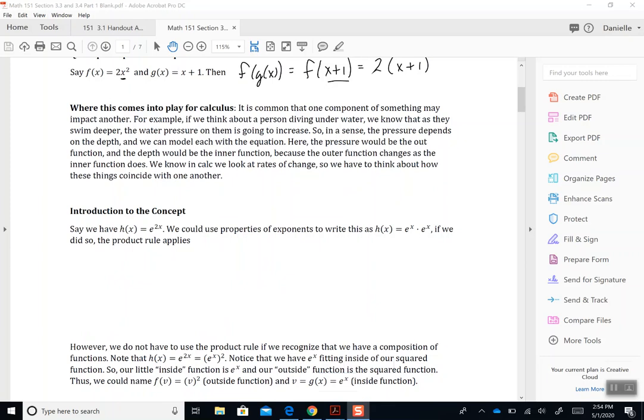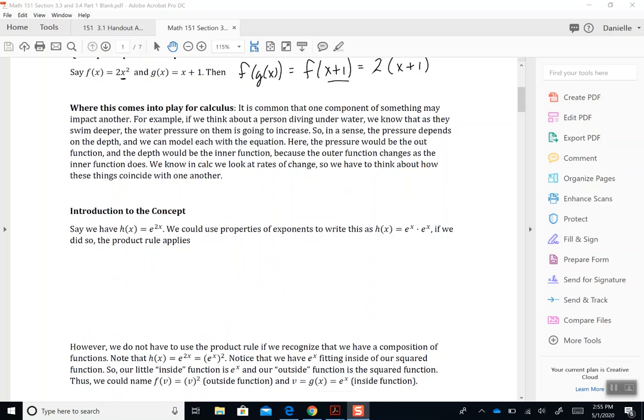Okay, now I want to get to the computational part of this. First I'm just going to introduce something that we've seen before, that I think was either on the worksheet or in the homework: the function h of x equals e to the 2x. A couple of people from your class said, let's use the chain rule on this. I was like, well, we haven't even talked about that.